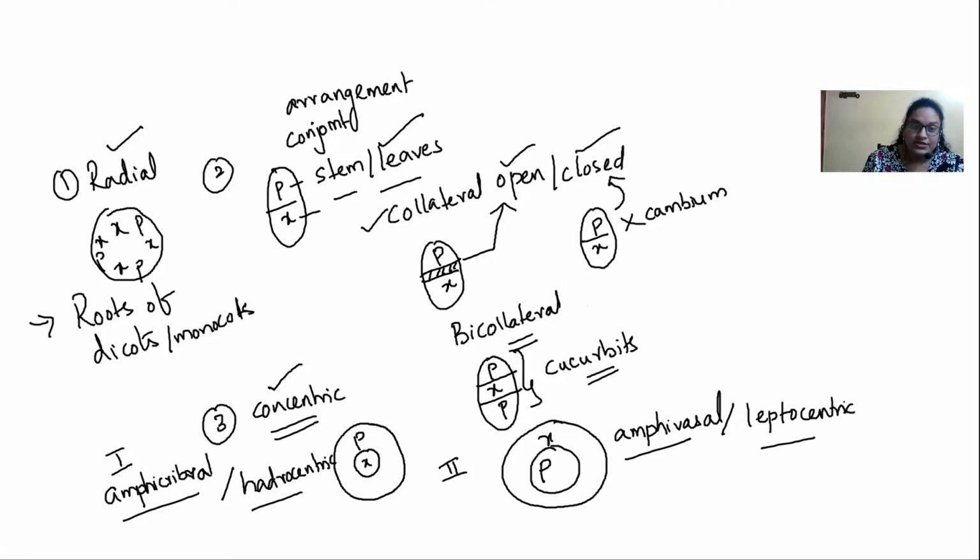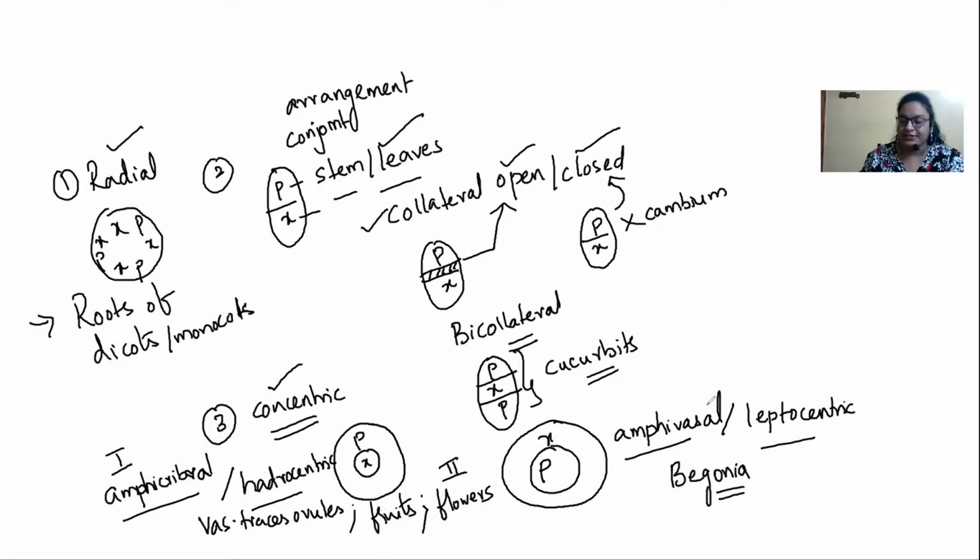So children, coming on to the amphicribral or hadrocentric, this is usually seen in the vascular traces that are present in the ovules, seen in the fruits, and seen in the flowers. We can see that there are some vascular traces. There we can see that they are the hadrocentric, whereas amphivasal example is going to be your begonia. Begonia, one of the epiphyllous examples it is. So even begonia is going to have the amphivasal leptocentric types of vascular bundles.